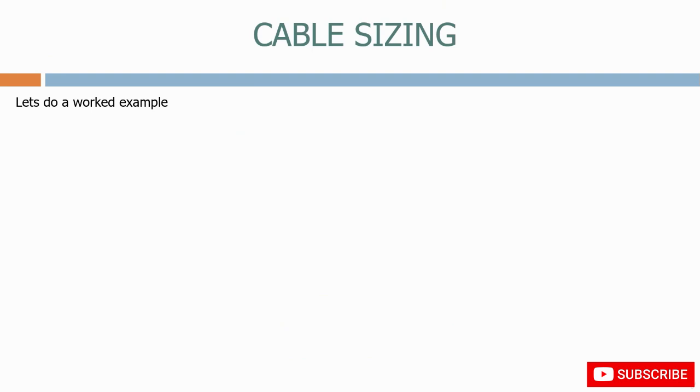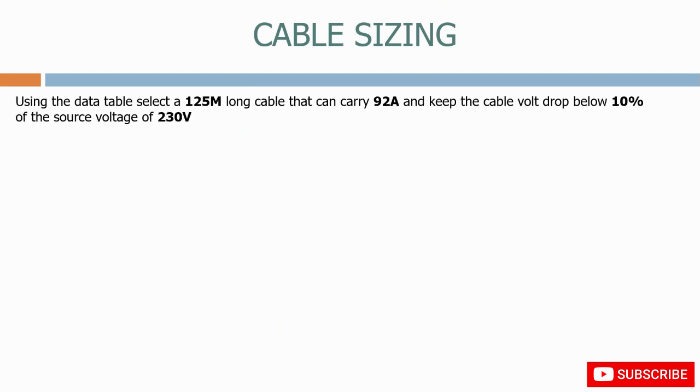Let's do a worked example. Using the data table, select a 125 meter long cable that can carry 92 amps and keep the cable volt drop below 10% of the source voltage of 230 volts.